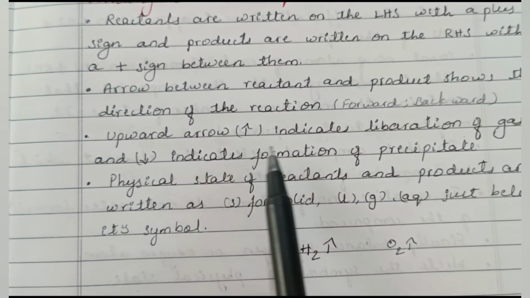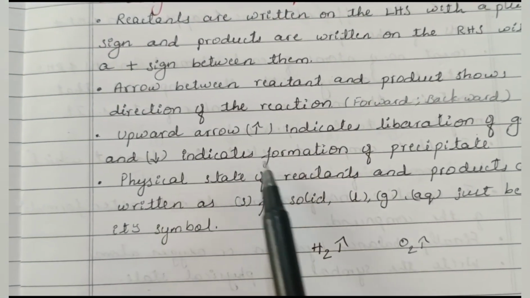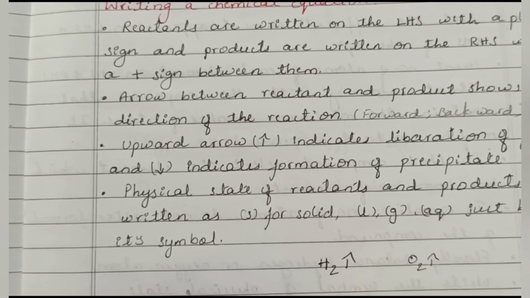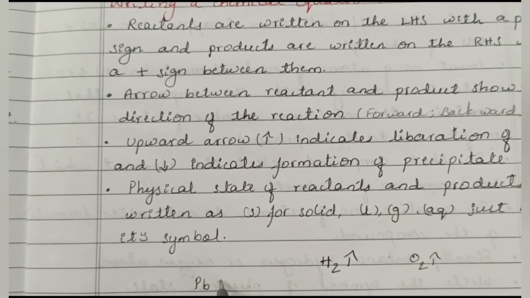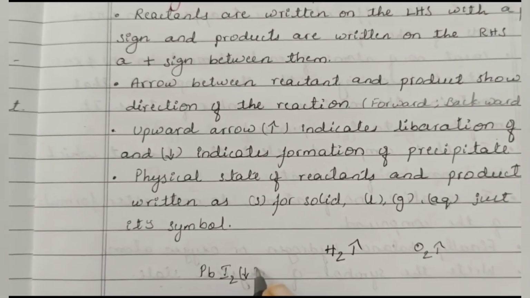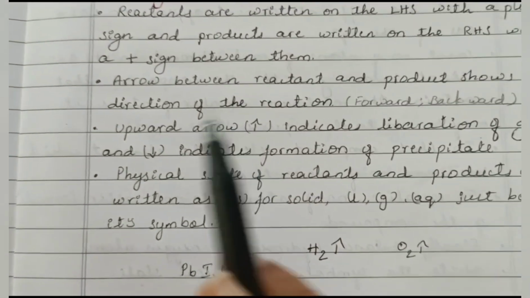If it is oxygen, we have to write like this, O2. Similarly, the downward arrow, what does it indicate? It indicates formation of precipitate. We have seen in activity 2 the formation of precipitate, right? Lead iodide. If it is the case, then we have to write like this, a downward arrow. It indicates formation of precipitate.